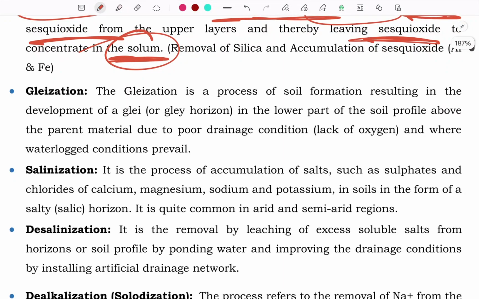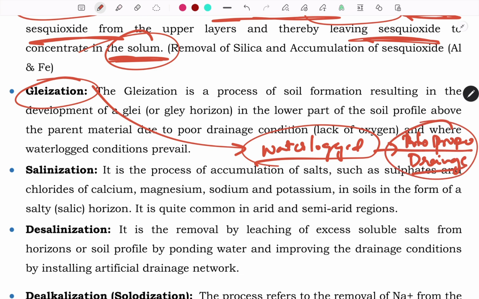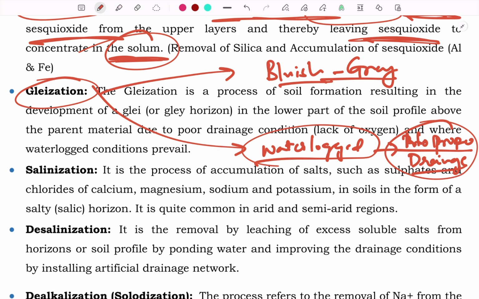Then the next term is gleization. Gleization occurs in waterlogged soils where there is no proper drainage. It's a bluish gray layer formed in the soil where there is poor drainage and the soil is waterlogged. That's gleization.